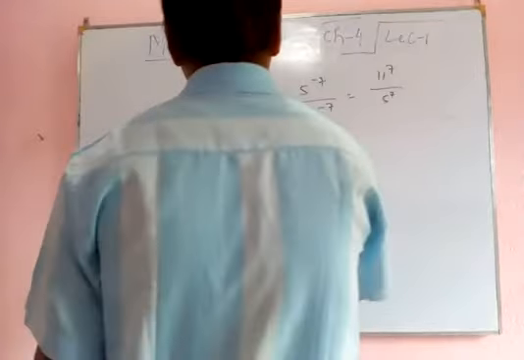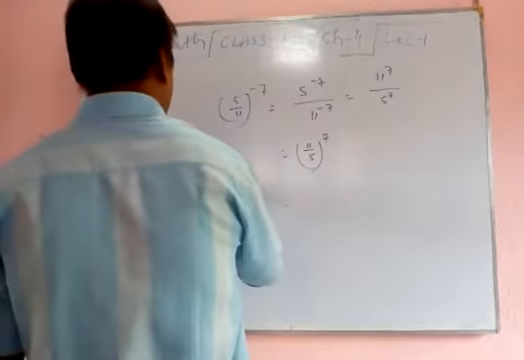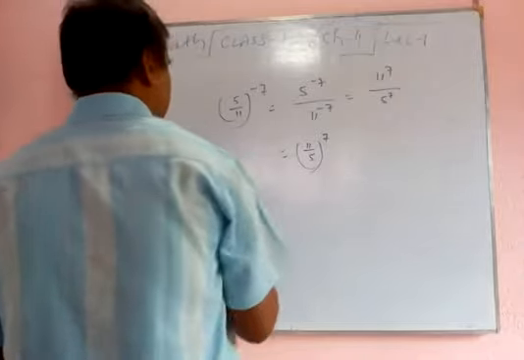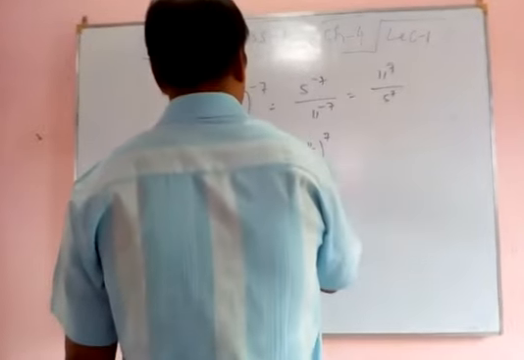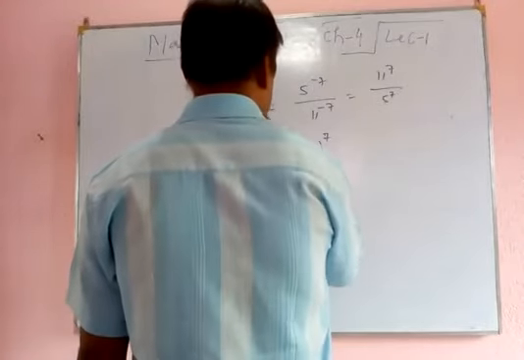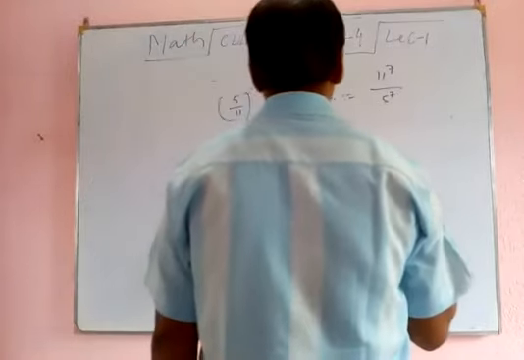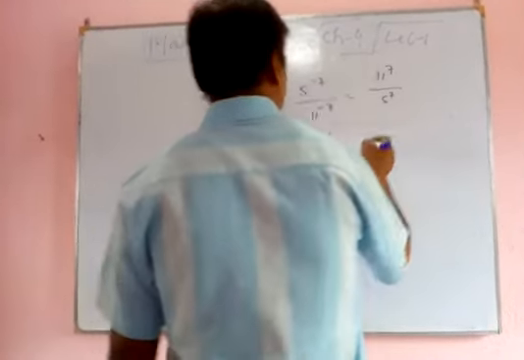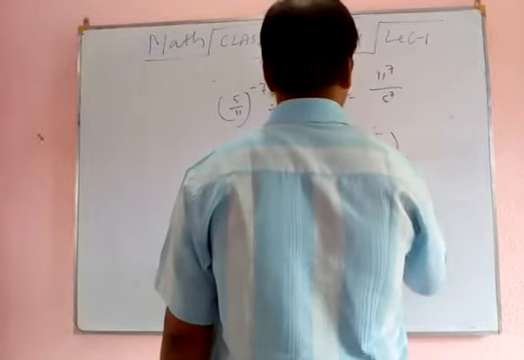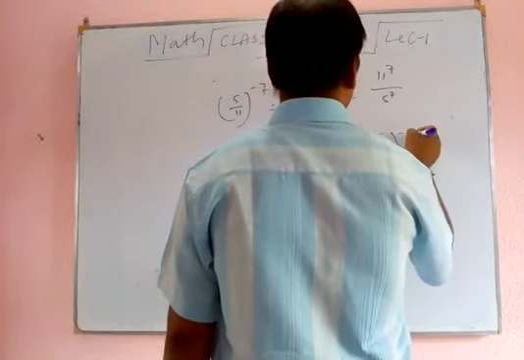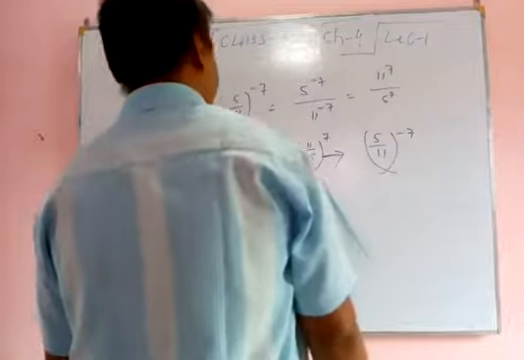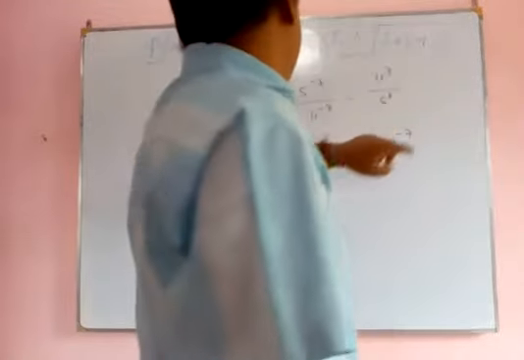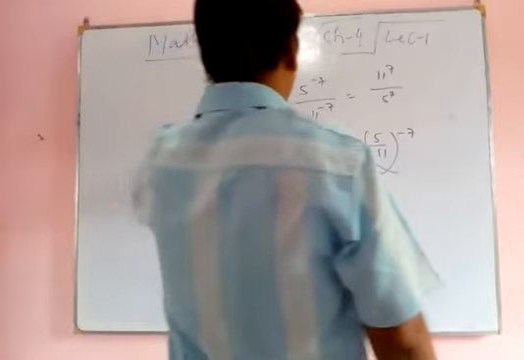One more thing you can write here: if (5 by 11) to the power minus 7 is there, then you can write it as (5 by 11) to the power minus 7. The reciprocal of this will be (5 by 11) to the power 7. The power is the same, the exponent is the same, but the sign has been changed.